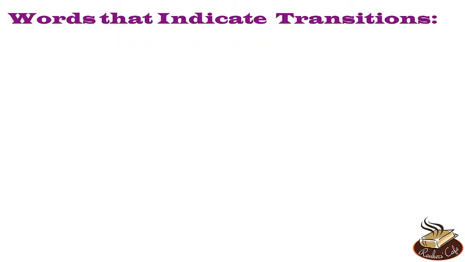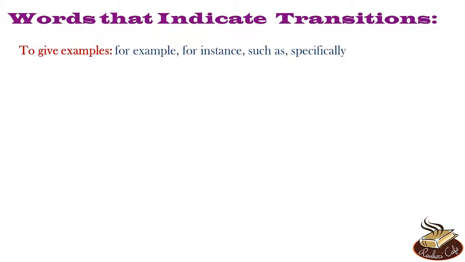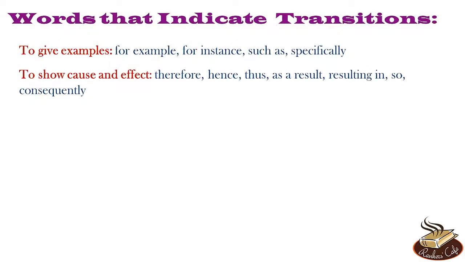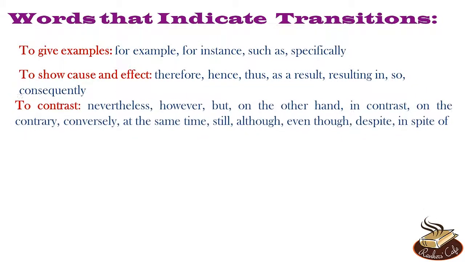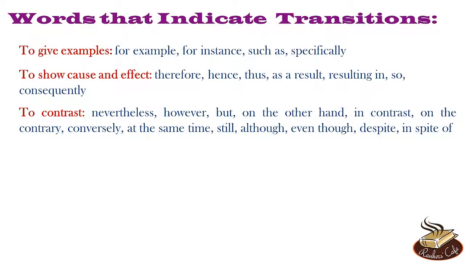Now, some of the words that indicate transitions of different kinds are, to give examples, words like for example, for instance, such as, specifically. To show cause and effect, words like therefore, hence, thus, as a result, resulting in, so, consequently. To show contrast, words like nevertheless, however, but, on the other hand, in contrast, on the contrary, conversely, at the same time, still, although, even though, despite, in spite of.